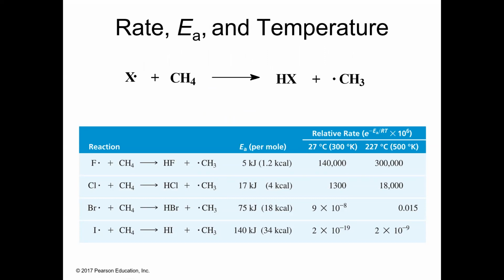Okay, so we've looked at chlorine. What about other halogens? Okay, here we have data at 2 different temperatures. 27 Celsius, which would be 300 Kelvin, about room temperature. And then we have 500 Kelvin.